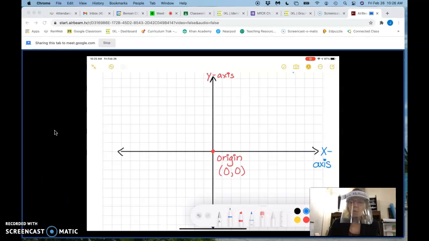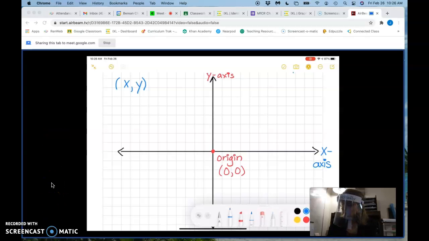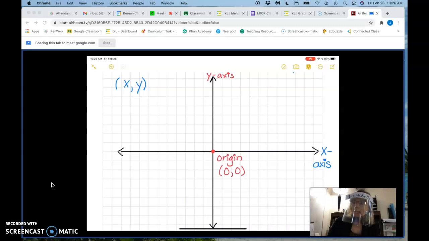So when we plot points on a coordinate plane, we are always going to have parentheses with two numbers inside. One of those numbers is for the x-axis, and one of them is going to be for the y-axis. And the x-axis, we already know, moves in two directions. It can move to the right or the left.